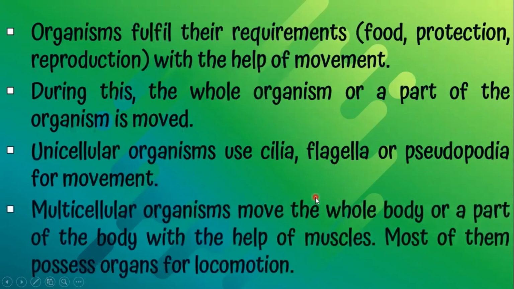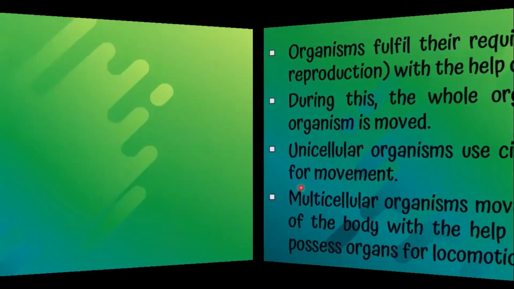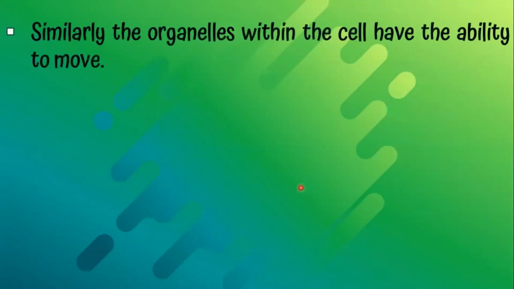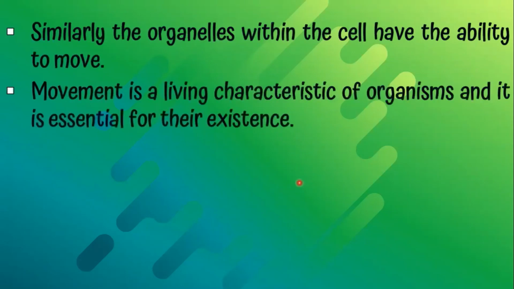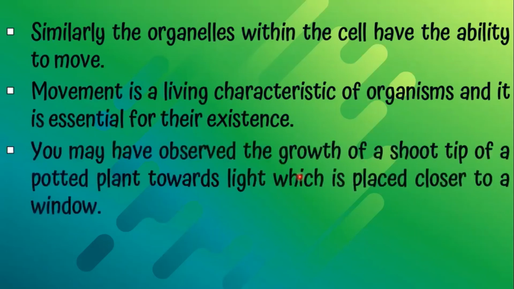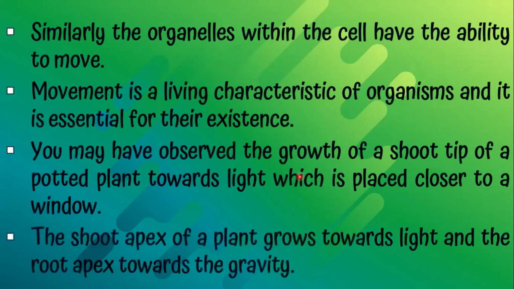Multicellular organisms move the whole body or a part of the body with the help of muscles. Most of them possess organs for locomotion. Similarly, the organelles within the cell have the ability to move. Movement is a living characteristic of organisms and it is essential for their existence. You may have observed the growth of a shoot tip of a potted plant towards the light, which is placed closer to a window. The shoot apex of a plant grows towards light and the root apex towards gravity.